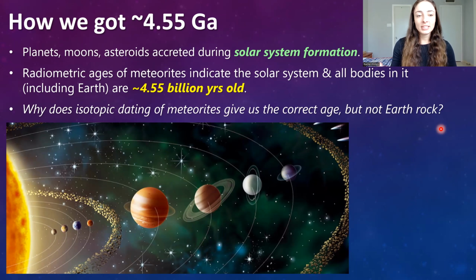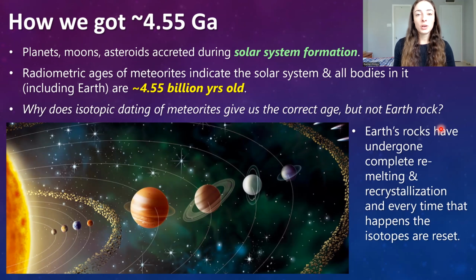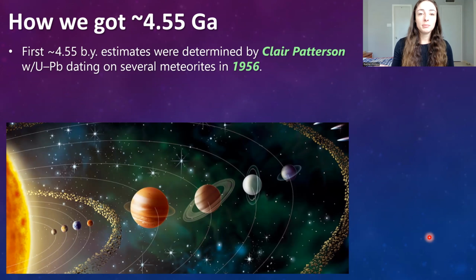But again, why is it that we have to use meteorites and not Earth rock? Why doesn't Earth rock give us these ages? Well, Earth rocks, again, are not only not old enough, but also most Earth rocks that are very old have undergone alteration, whether it be metamorphism or some type of heating or something that has either partially or completely remelted and recrystallized that rock. And whenever you have remelting or recrystallization, isotopes are reset. So the rock that you're dating, you're actually dating the alteration or the recrystallization date, not the original date or age of the rock.